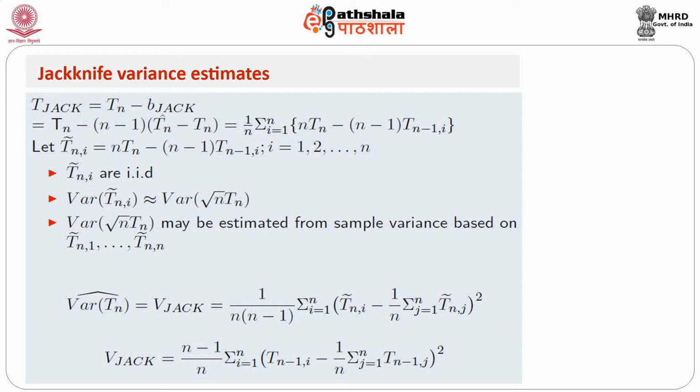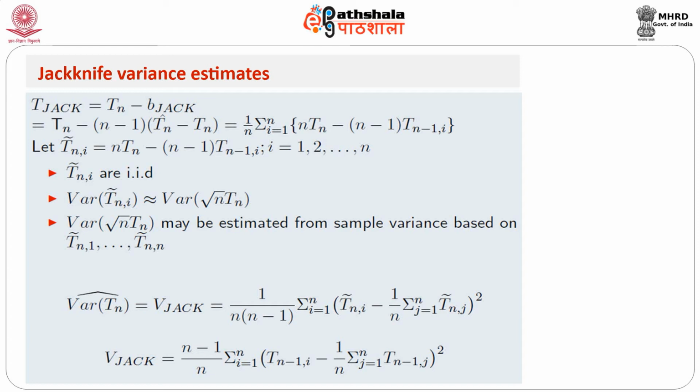So, the variance of root n Tn may be estimated from the sample variance based on Tn,1 up to Tn,n. So, an estimate of the variance of Tn is the V jack, which is the Jackknife variance estimator, and it comes out to be 1 by n minus 1, summation i from 1 to n, (Tn,i tilde minus 1 by n summation j runs from 1 to n Tn,j tilde) square.